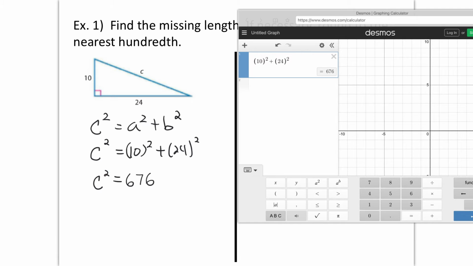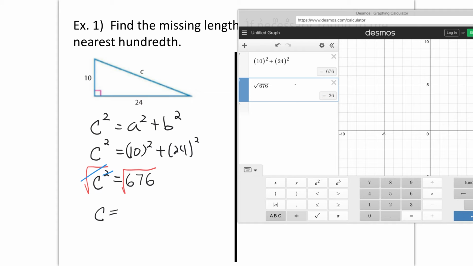Now remember that we need to get C by itself, so we need to cancel the squared. The opposite of a squared is the square root. So I am going to use the square root on this side to cancel the squared, and whatever you do to one side, you're going to do to the other side. So you cancel the squared and the square root. So we're going to have C equals, and let's go ahead and use decimals.